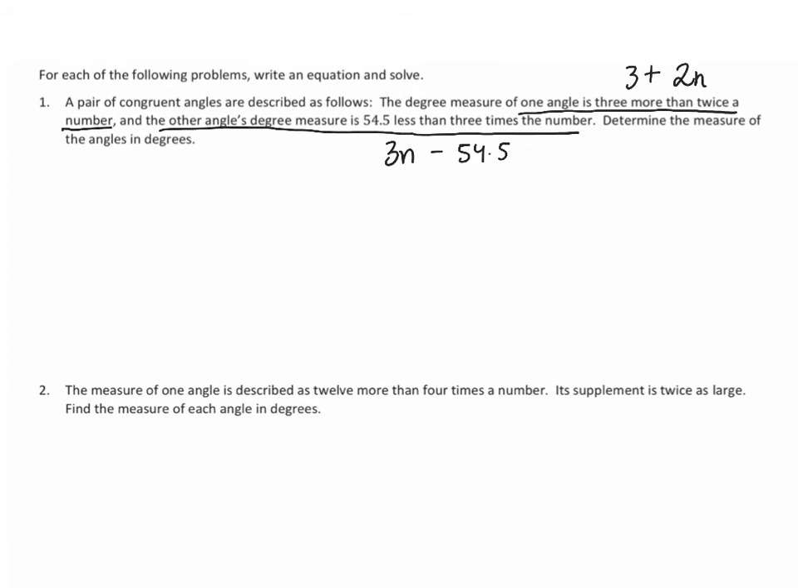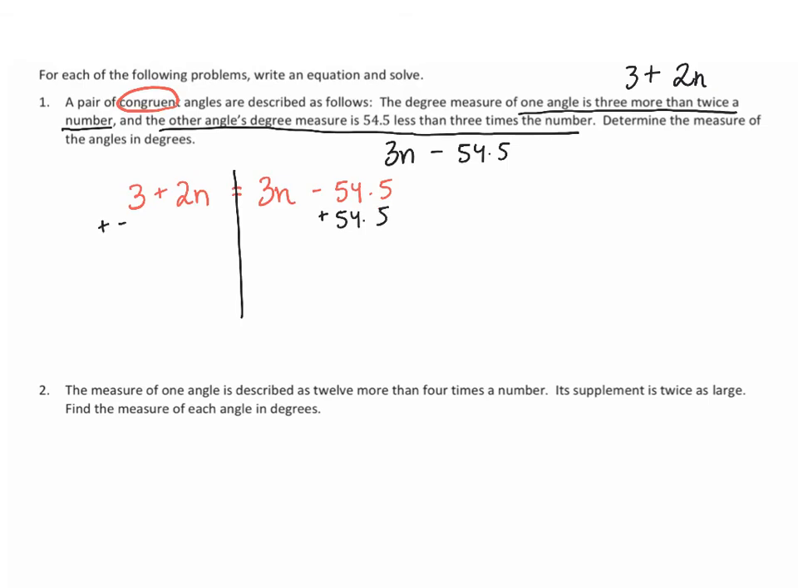So what you are doing right now is you're setting these two things equal to one another because it said that they were congruent. Now I'm not doing my close reading completely right now because you should have done that on your own. But basically we have 3 plus 2n equals 3n minus 54.5. And we are going to solve this right now. The first thing I'm going to do is add 54.5 to both sides.